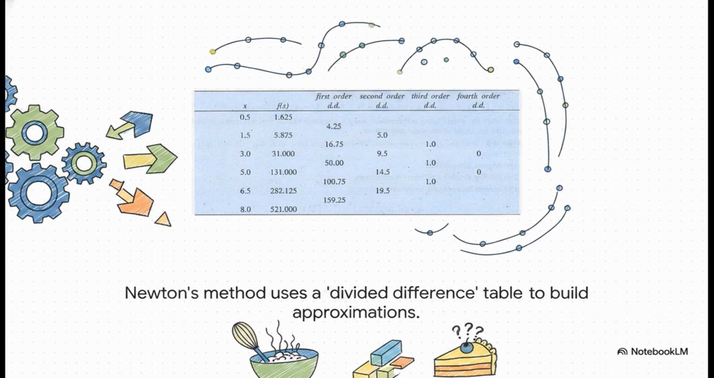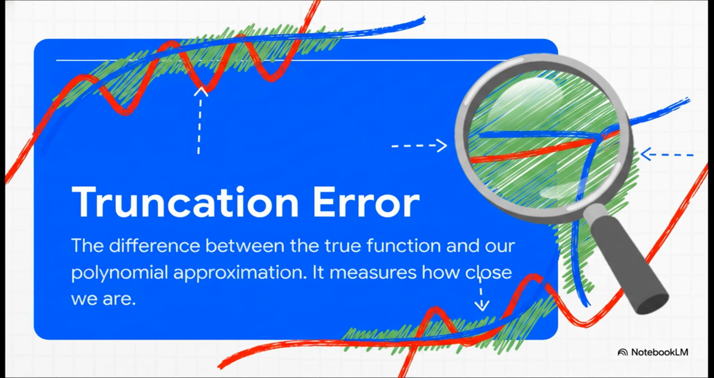The big advantage here is efficiency. Let's say you get a new data point tomorrow. With Newton's method, it's way easier to just update your formula instead of having to start all over again from scratch. And this brings us to a really crucial idea: error.